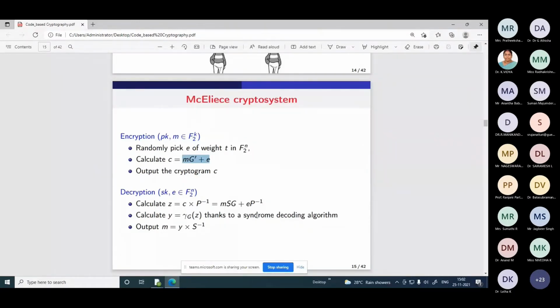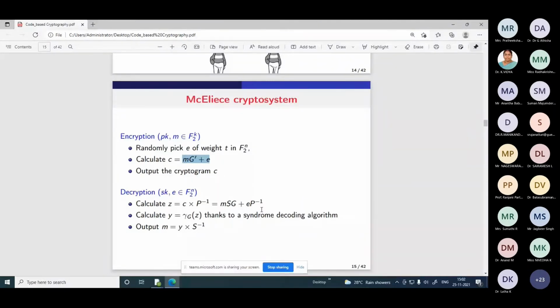So P is a permutation matrix. E is an error vector of weight T. Will the permutation matrix change the weight of that error vector? E is an error vector of weight T. P is a permutation matrix. It will just permute those elements, right?